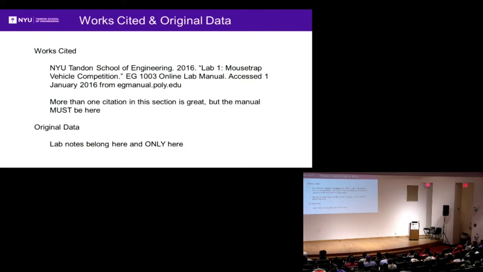So the works cited section should look like this. Wrong lab, of course. This should be lab 1C hot air balloon. My apologies. I missed that. You can have more than one source in this section. In fact, it's ideal to have more than one source in this section. But every source that is in this section has got to have an in-text reference to it.